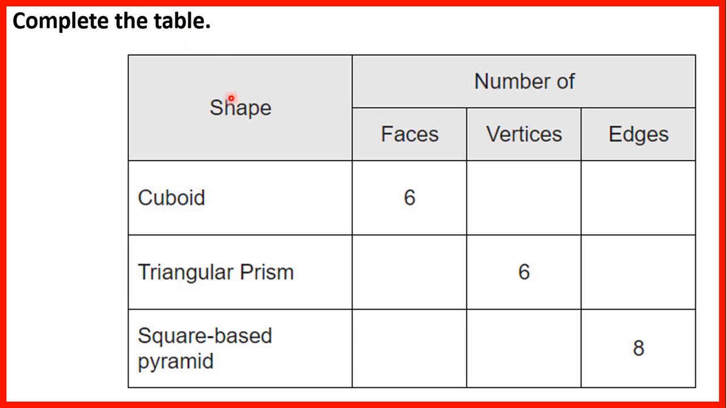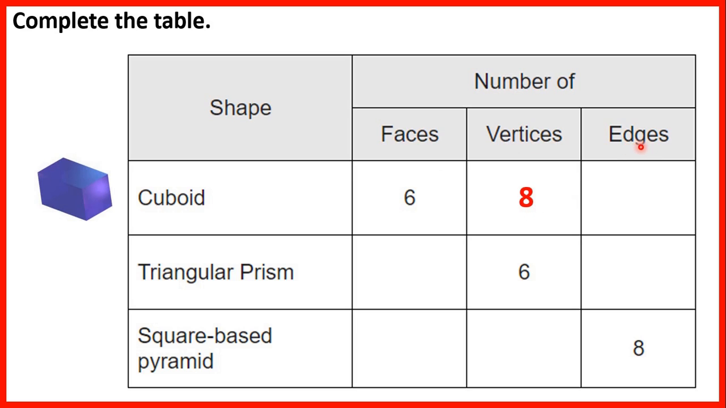Complete the table. So for each shape, we need to write the number of faces, vertices, and edges. First, we have a cuboid, so we need to remember that a cuboid looks like this. Now the faces are the flat bits, and we have 6 faces. Now we need to find the number of vertices, and the vertices are the pointy bits. So we have 4 pointy bits at this end, 4 pointy bits at the other end, so that's 8 pointy bits, 8 vertices altogether.